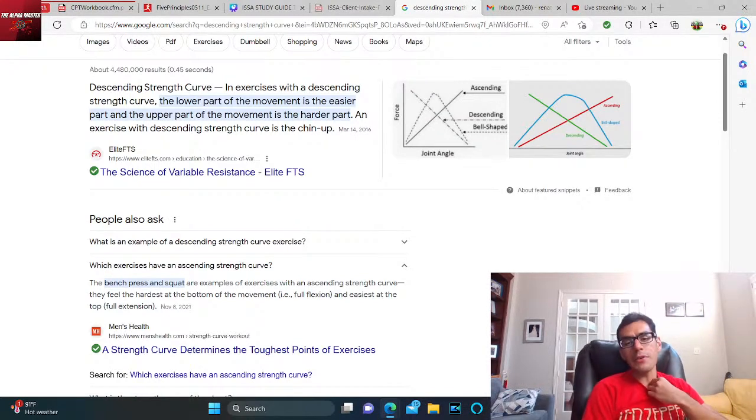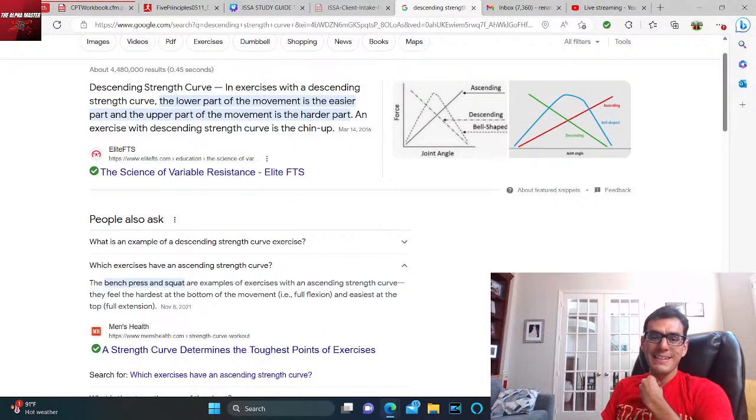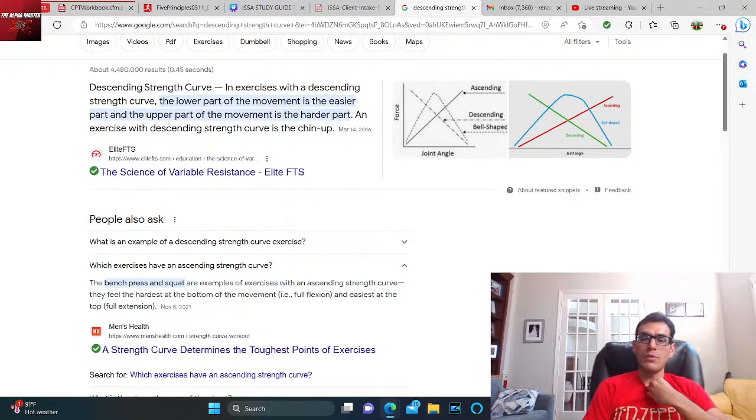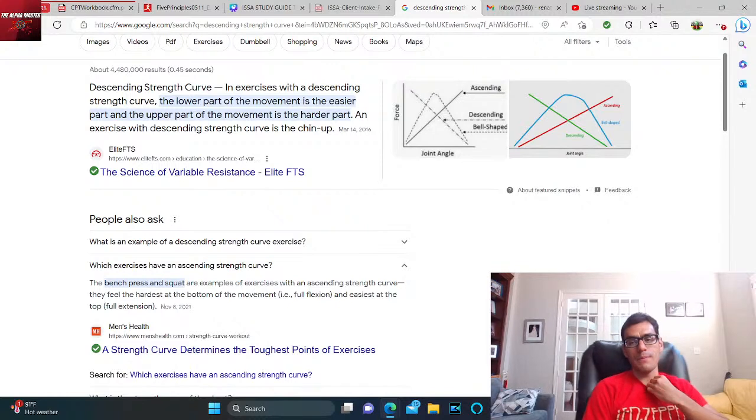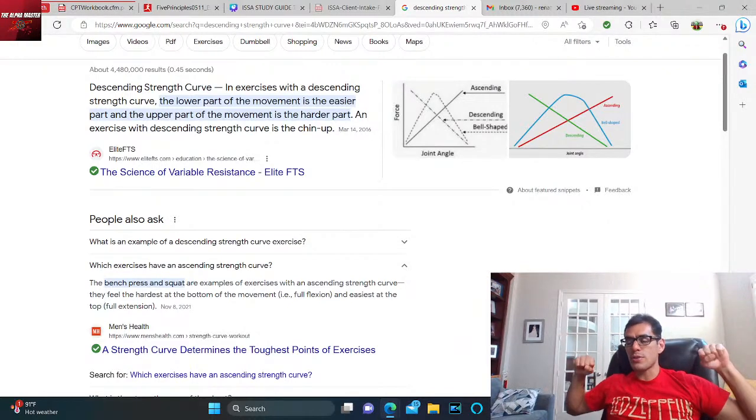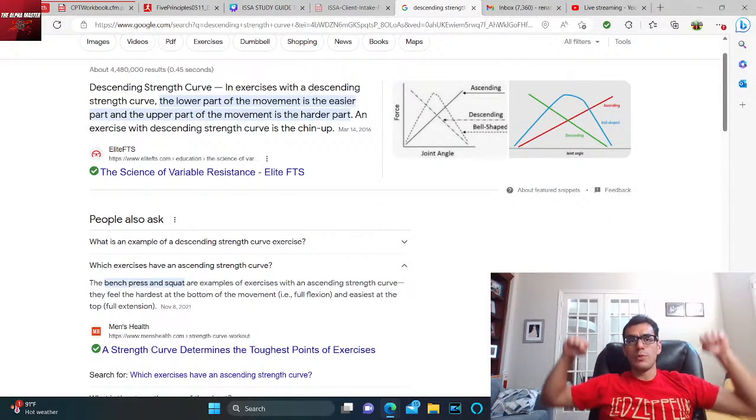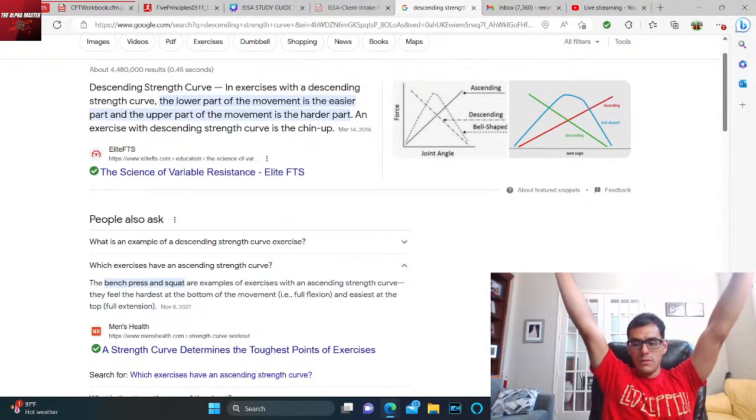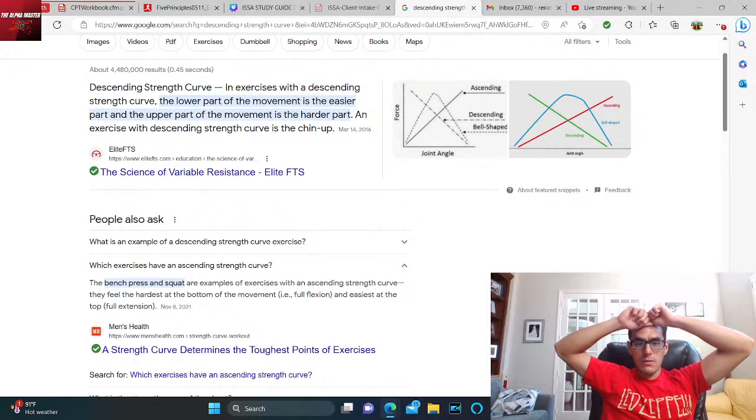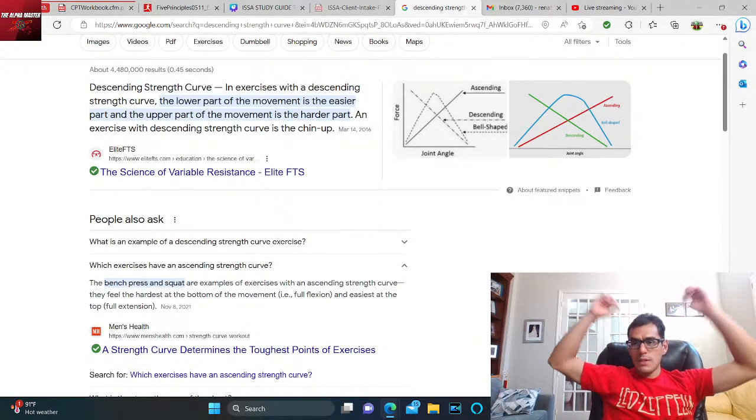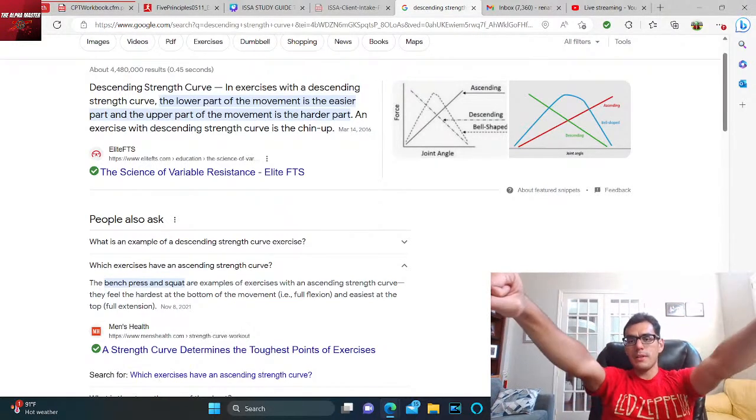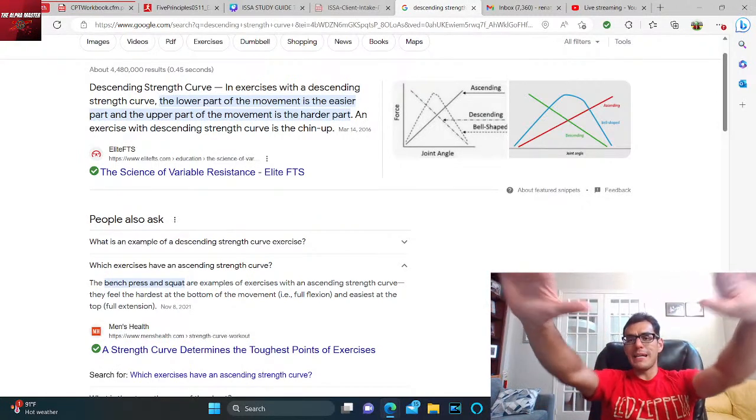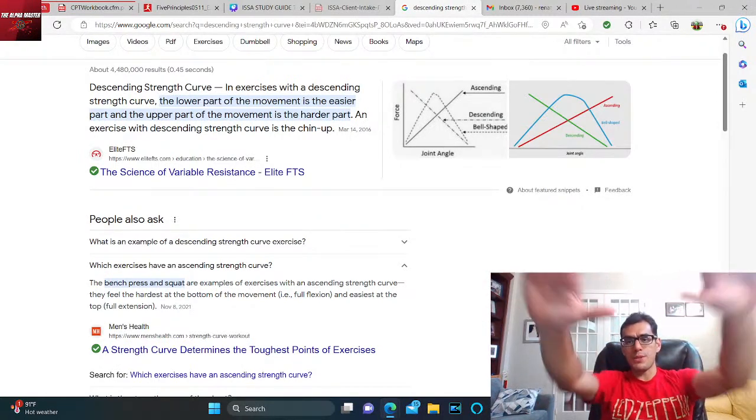When it talks about the descending strength curve, it's the opposite. You should feel it is easier at the bottom of the movement and harder at the top of the movement. When it's full flexion, it should be easier. When it's full extension, it should be harder, like a push exercise.